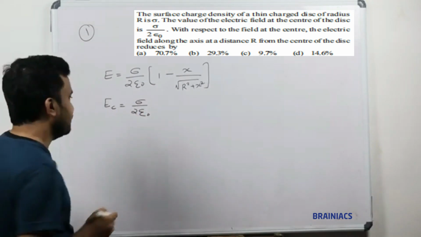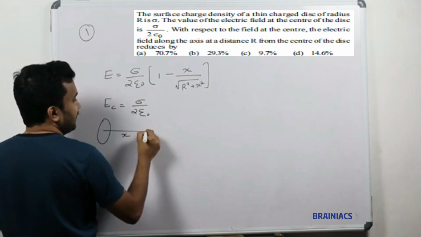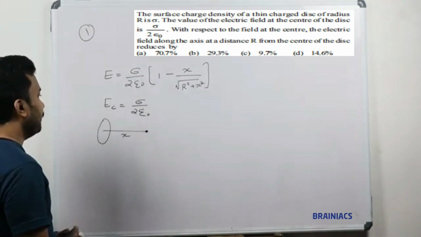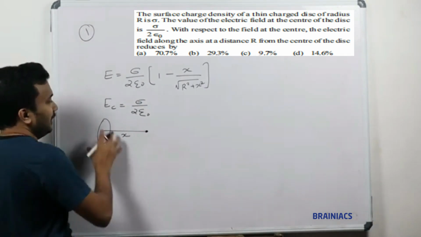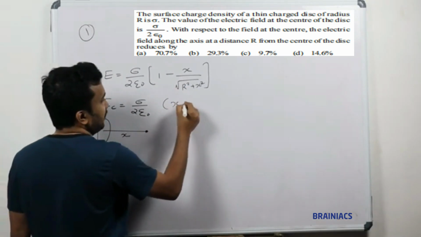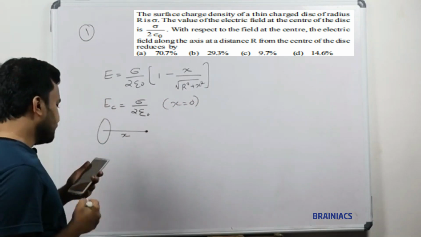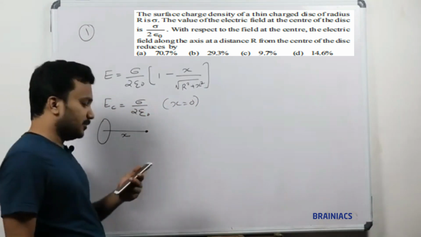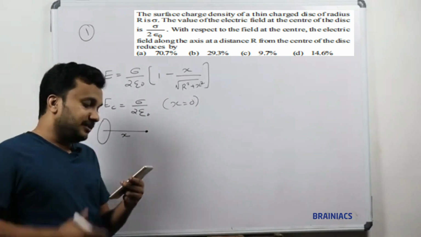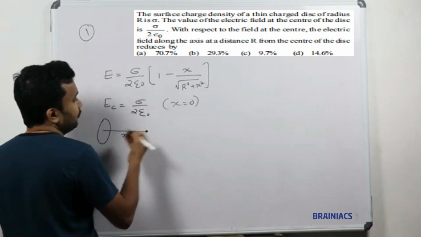X is the distance. In case of a disk, if x is the distance away, then the electric field is given by this formula. Here we don't have a disk at a distance of x meter away. Center means x will be equal to 0. Sigma by 2 epsilon 0 is already given in the question, and with respect to the field at the center, the question is asking about the electric field along the axis at a distance of r meter away.